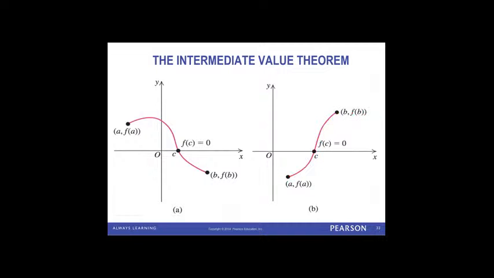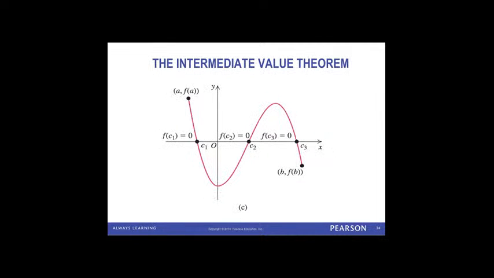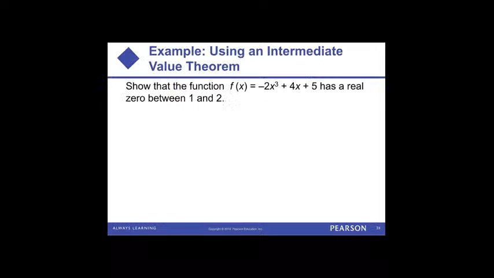And this one is going from positive to negative. It might cross more than once between those 2 points, right? But we should have at least one 0 between those 2 points. Show that this function has a real 0 between 1 and 2. Well, let's just do it for now.